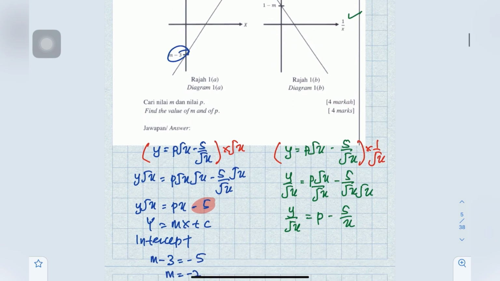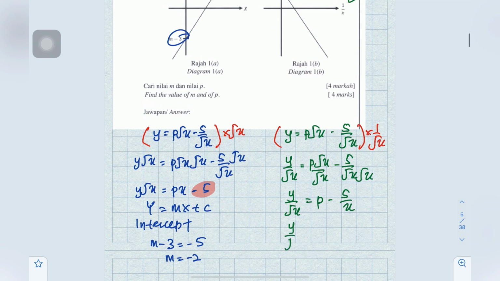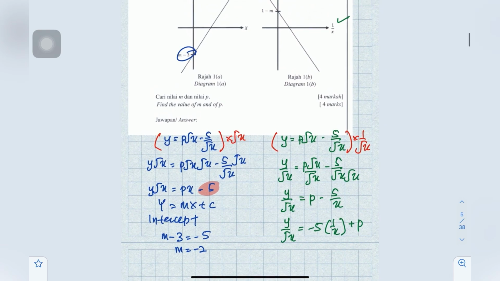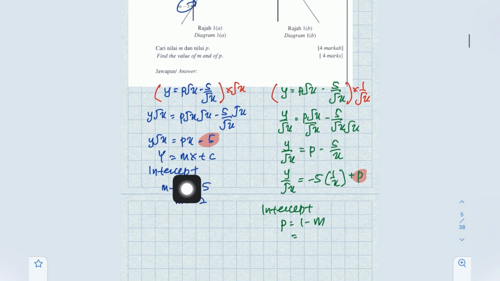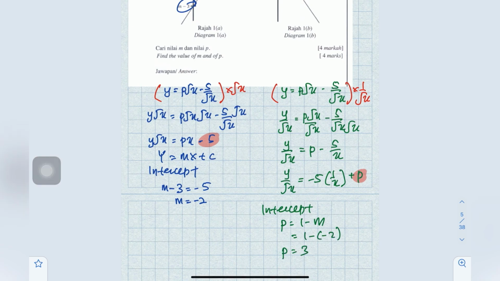So we rearrange. Okay, so Y over square root of X equals negative 5 times 1 over X plus P. Okay, the same in this graph, what it gives is the Y intercept, big Y intercept, which is 1 minus M. That is our P. So we compare. So the intercept P equals 1 minus M. M we already got just now, negative 2. So 1 minus negative 2, so P equals 3.